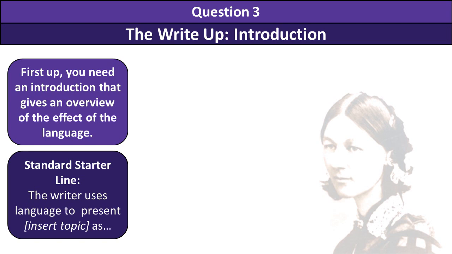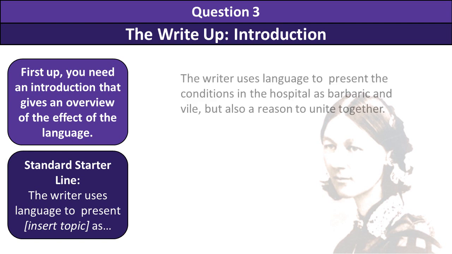So now I've got my quotes, I'm ready to start writing up. Now the first thing I need is a clear introduction. This doesn't need to be long, it only needs to be a sentence or 2. And it's just giving an overview of how the language works together to present an overall effect. Here's mine. The writer uses language to present the conditions in the hospital as barbaric and vile, but also a reason to unite together. Dead simple, dead straightforward, but it gives my whole answer a cohesive argument, a cohesive order, and the examiner knows that I'm not just going to find random metaphors and talk about them with a load of rubbish. I'm actually going towards a centralised argument.